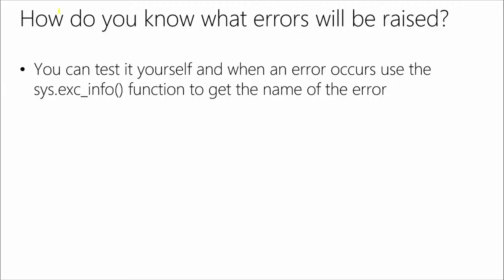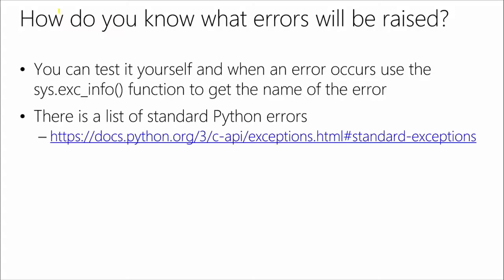Number one, you can test it yourself. And when you get an error, use that sys.exc_info function to get the name of the error. There is also, though, and there's a nice link here, a list of fairly standard Python errors. So this is a list of about 20 errors that you may want to catch, and it explains when they're raised. So that's something that's worth taking a look at after you're writing code to go, oh, that actually could happen in my code. I should probably handle that error. So there is a fairly standard list you can use.